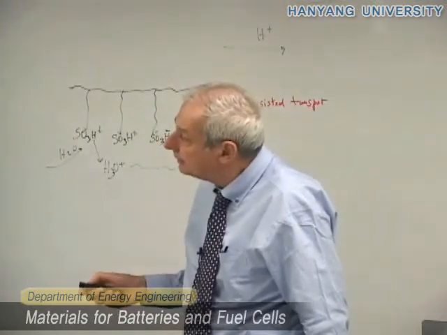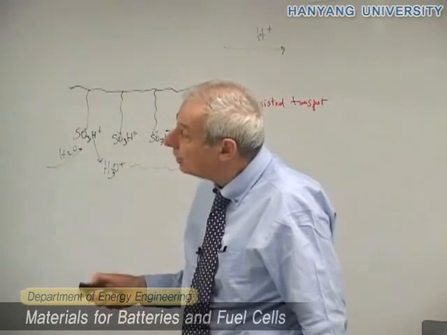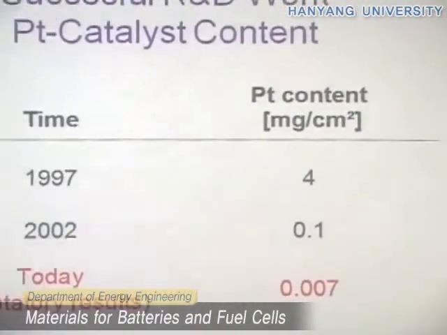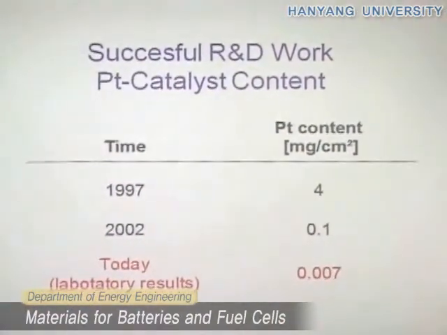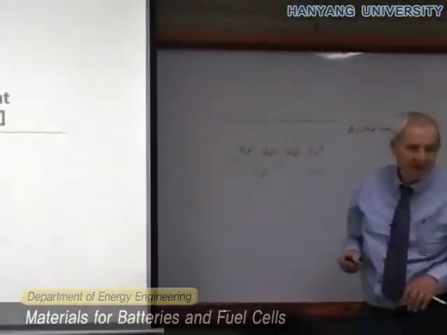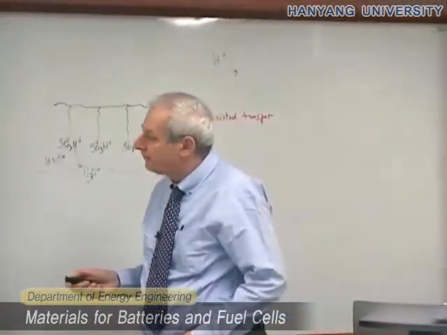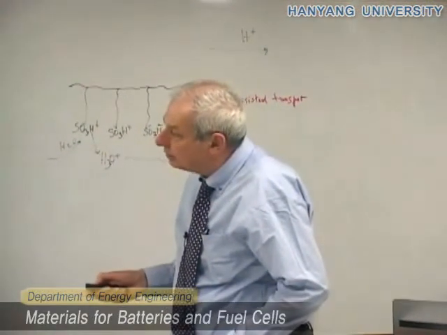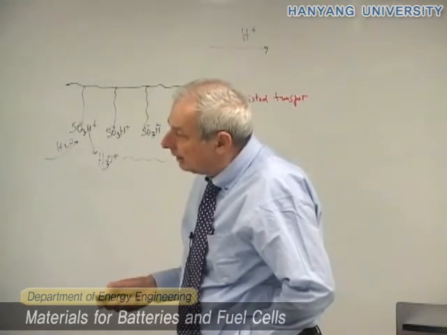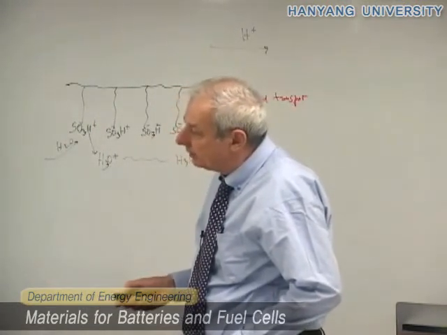And you see here, oh sorry, I made a mistake. It was not 0.5, it was 5 milligrams per square centimeter. So in 1997, which is not long ago, the platinum content was 4 milligrams per square centimeter. Very much not acceptable, too expensive and not useful. And then in 2002, it went down to 0.1. And today, still as a laboratory result, this is even lower.